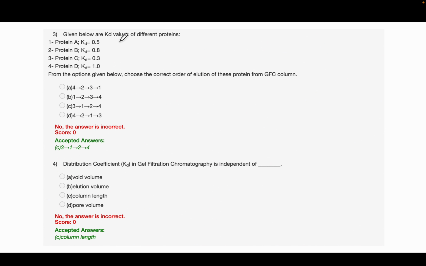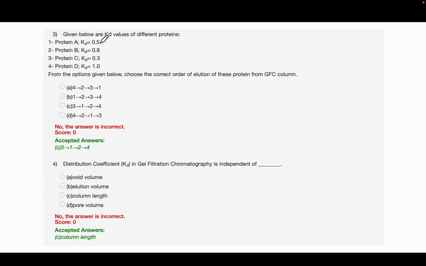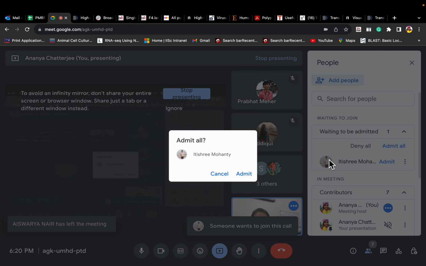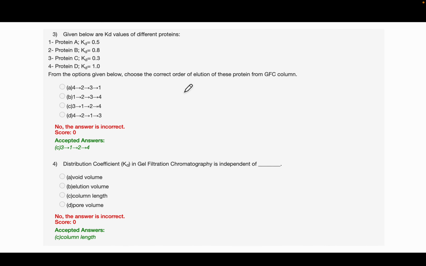Given below are Kd values of different proteins. Protein A, Kd equals 0.5. Protein B, Kd equals 0.8. C, 0.3. D, 1. So from the options given below, choose the correct order of elution of these proteins from the gel filtration column.